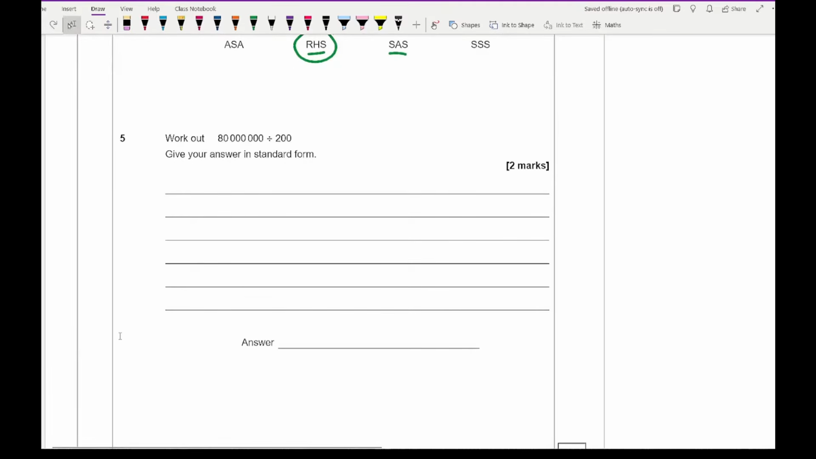Then moving on to question 5, there's a couple of ways in which you could do this. Here we've got 80 million, so if I write down all of those, remembering to include the correct number of zeros, over 200, then I cancel the zeros, so I'm left with 800,000 divided by 2, which is 400,000. And that in standard form is going to be 4 times 10 to the power of 5.